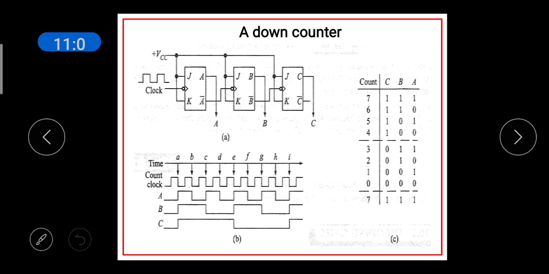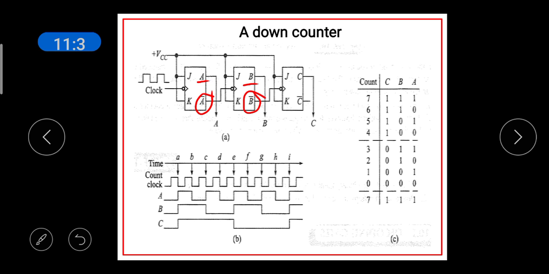In this slide, you can see the circuit diagram for a down counter. The main difference between this counter and the previous counters you have seen is that in the previous counters, A is given as the clock pulse for the second flip-flop, B is given as the clock pulse for the third flip-flop. But here, A bar is given as the clock pulse for the second flip-flop and B bar is given as the clock pulse for the third flip-flop.